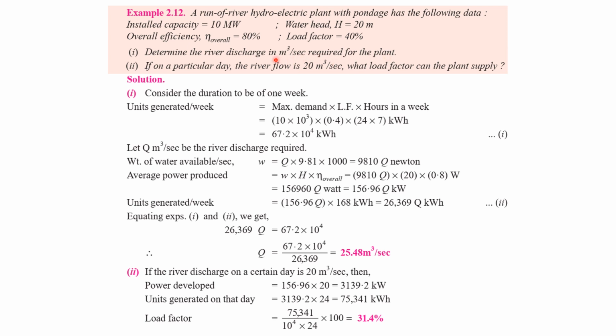So you have to calculate how much discharge of water must be available every second, how much volume of water must be displaced every second from the dam, or in the river, to ensure that 10 megawatts of power is generated. So consider that we have 1 week of duration. So units generated per week will be maximum demand into load factor, which will be the average load into number of hours in a week. So the total number of units that will be generated in 1 week will be 67.2 into 10 power 4 kilowatt hours.